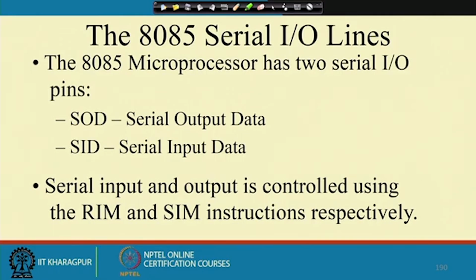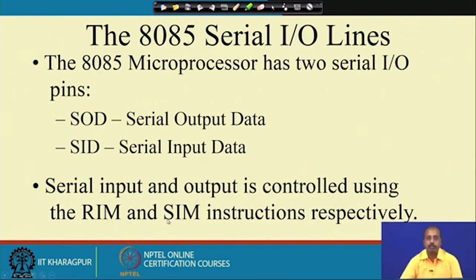In 8085, the serial input output operations are performed by two pins. One is known as the serial output data or SOD, the other is the serial input data or SID. So, these two are for serial input and output, and as far as the operation is concerned, the operation is controlled by these instructions RIM and SIM, read interrupt mask and set interrupt mask.